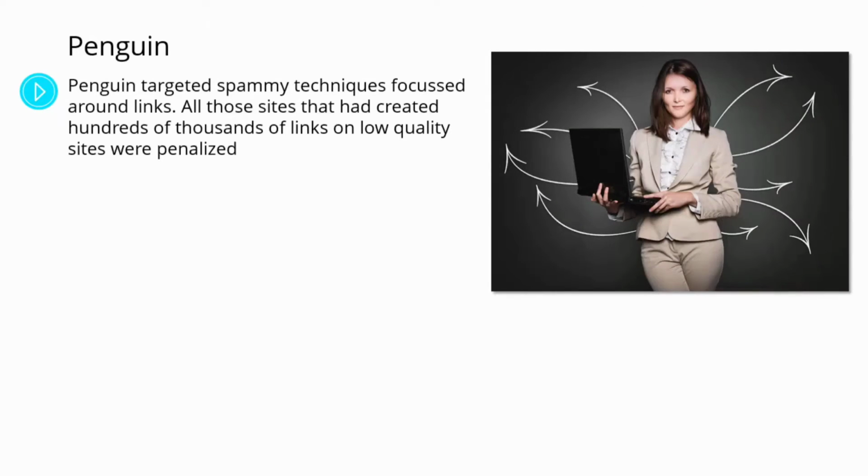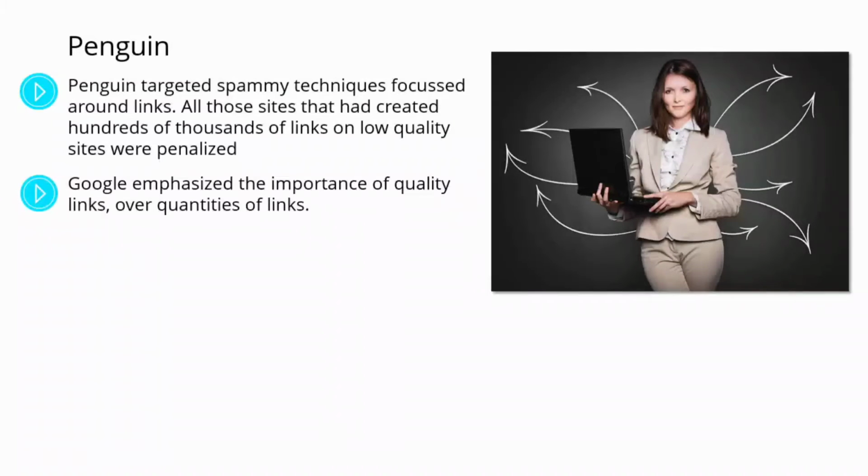Penguin. Penguin targeted spammy techniques focused around links. All those sites that had created hundreds of thousands of links on low-quality sites were penalized. Fortunately, Google also presented a links disavow tool that site owners could use to disassociate themselves with low-quality links. Google emphasized the importance of quality links over quantities of links.